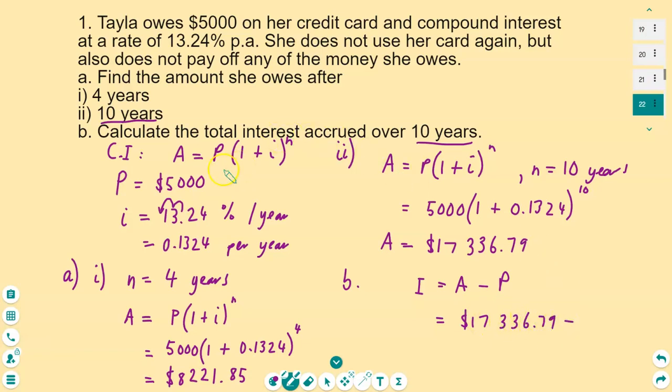$17,336.79. Take our initial principal, $5,000. See where it gets us. 17,336.79. Take 5,000.